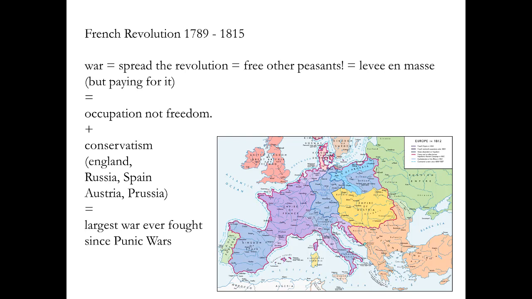What happens is war happens. War to spread the revolution. War to protect the revolution. In 1792, France is invaded by Austria and Prussia. Why? Because the Austrians and the Prussian elites are married into and related to the French elites. They don't marry regular people.